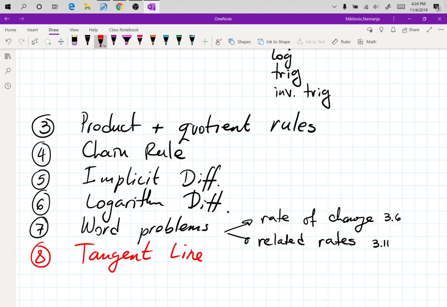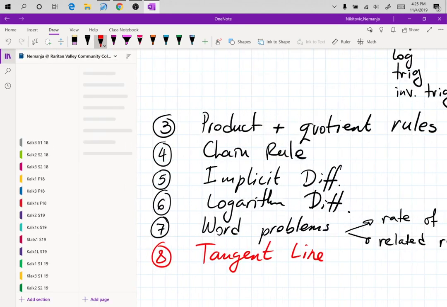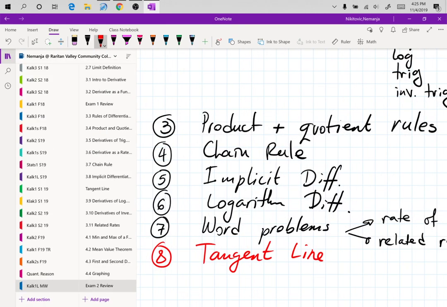So all of your exams in Calc 1 will have tangent line. Exam 2, exam 3, final exam, all of them. So make sure you know the procedure for a tangent line. And we had a special separate lecture on tangent line for those who showed up, right?